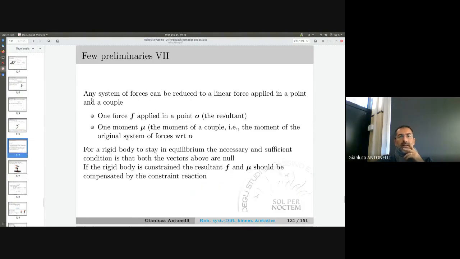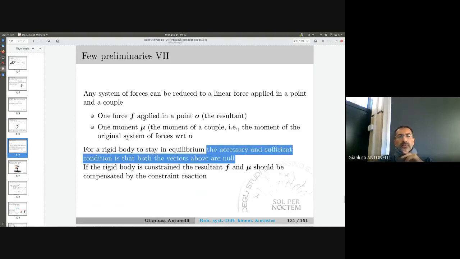Now, any system of forces can be reduced to one force applied at a certain point, the resultant, and the moment applied in the same pole. My rigid body will stay in equilibrium, so with null velocity and acceleration, with the necessary and sufficient condition that the resultant force and moment are both null.